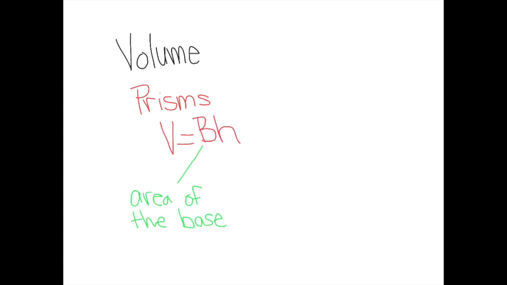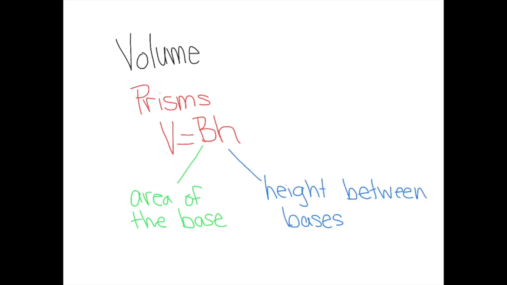Today we are going to talk about how to find volume of figures. The first figure we are going to talk about is prisms. To find the volume of a prism, you take the area of the base times the height. Remember, the capital B stands for the area of the base and H stands for the height between your bases.